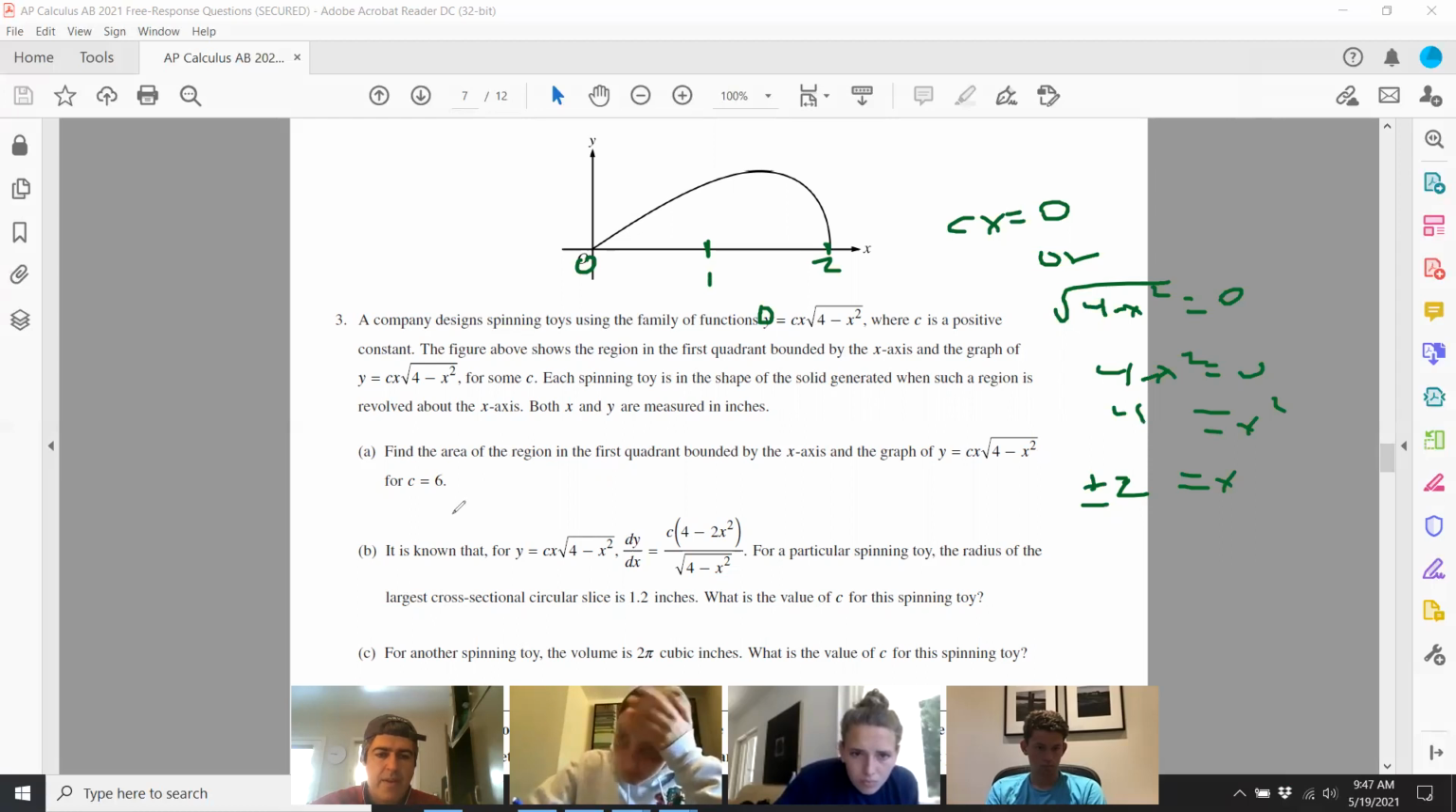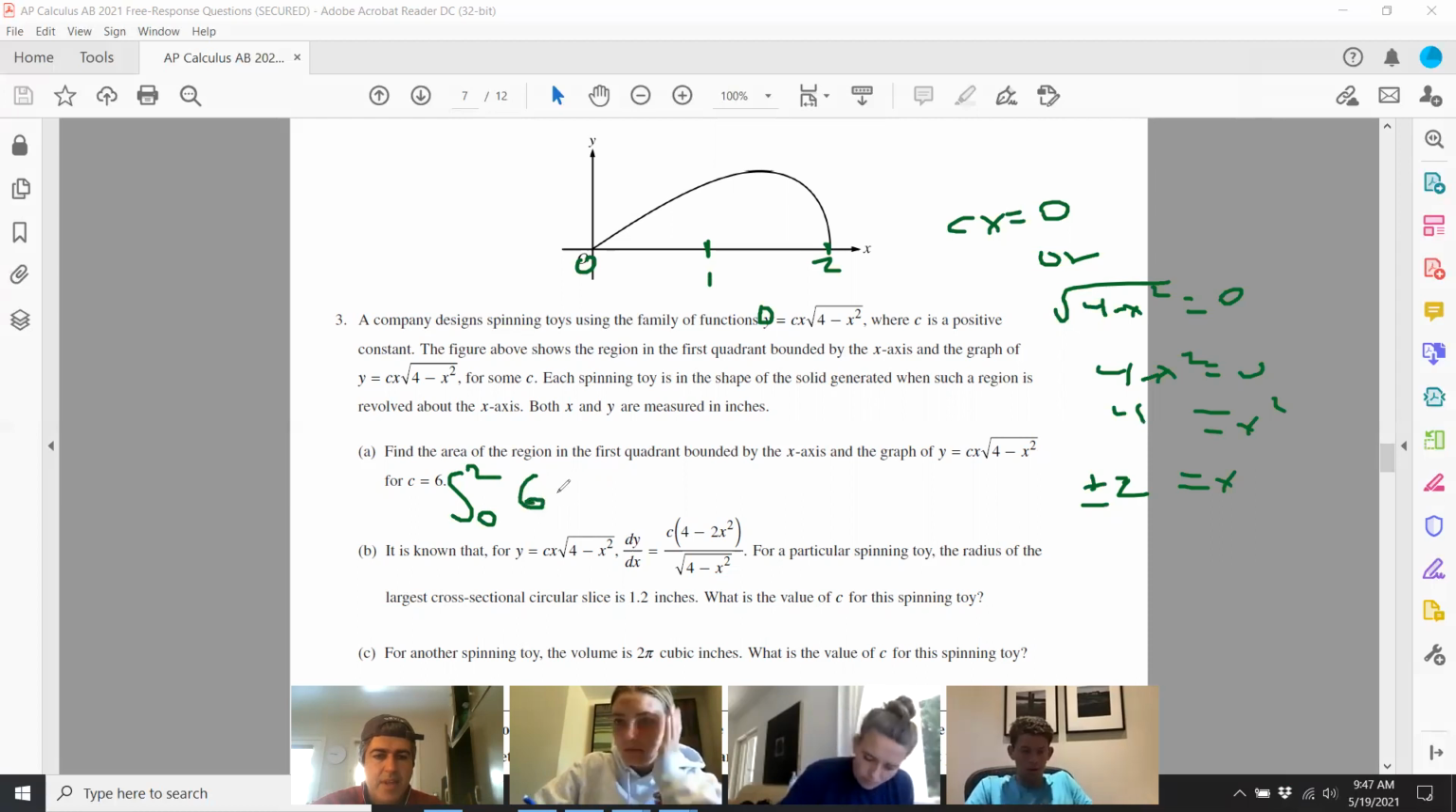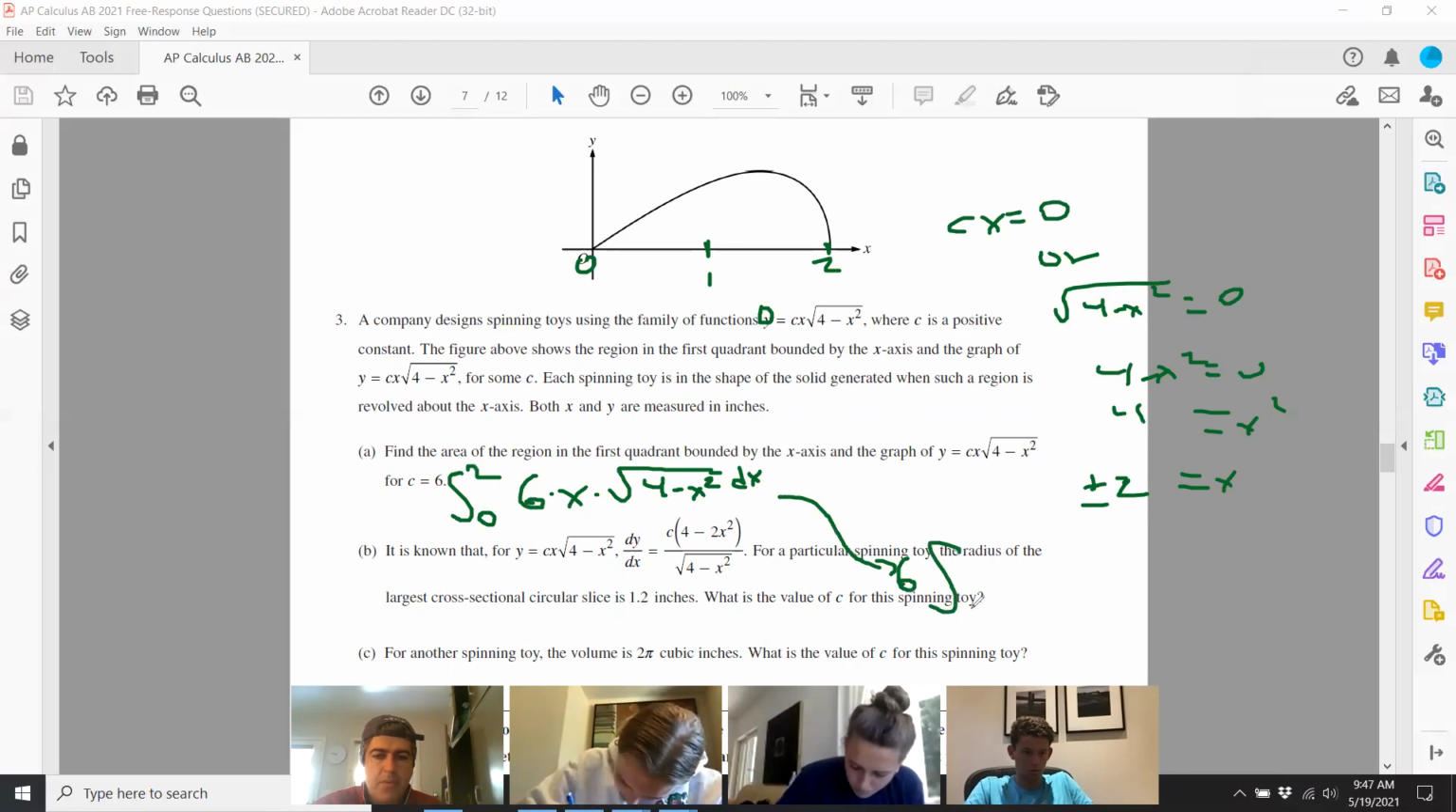So if I want to find the area, you're just integrating from 0 to 2. And this is without a calculator. This is non-calc now. C is 6, so it's 6 times x times root 4 minus x squared dx. You could probably push the 6 off to the side. And you're probably going to want to do a u sub. Not probably, I know you're going to do a u sub.